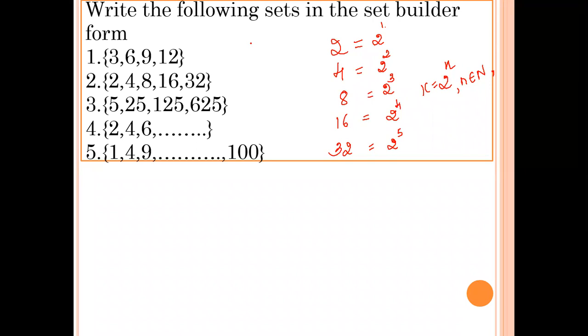Till where do we have natural numbers? Till 5, or less than 6. X. So what is your set builder form? How can you write the set builder form? X such that, this is compulsory, X such that X is equal to 2 to the power n, correct?